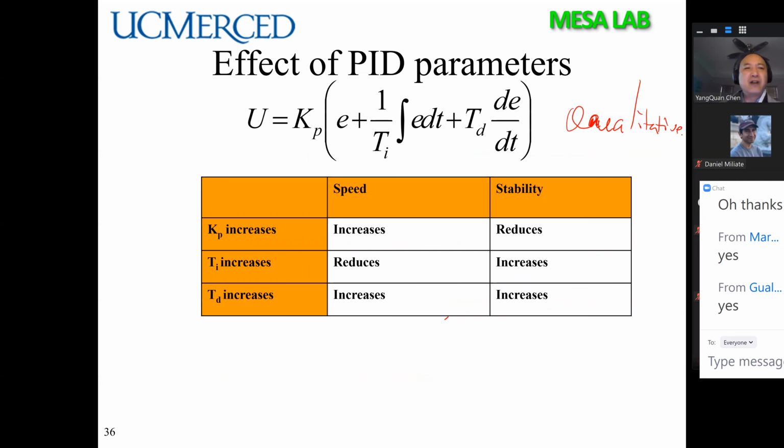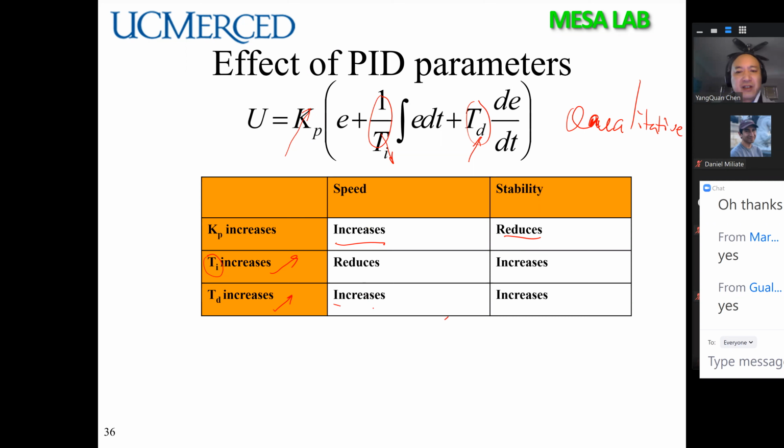So you need to understand first the qualitative behavior change. If you increase the KP, then the speed will increase, but your stability will reduce. Well, this is a controller. But if you keep this KP constant and only change the TI, if you increase it, that means this one decreases. Then your speed will reduce, and your stability will increase. Same thing here, you have TD. You increase the TD, which increases this one.